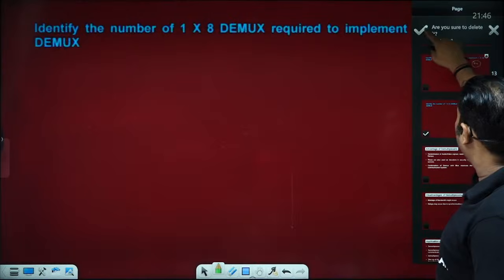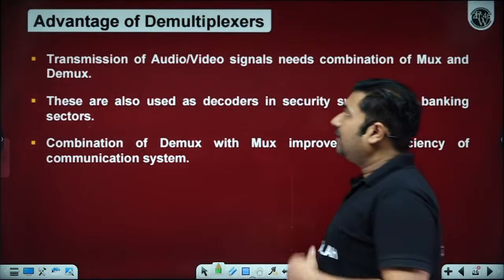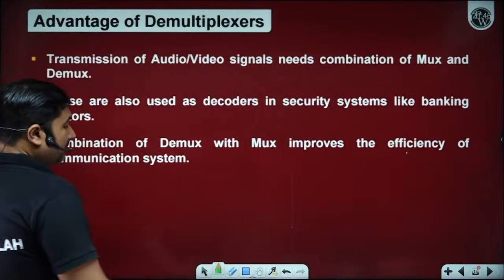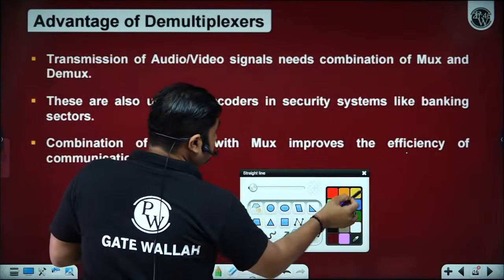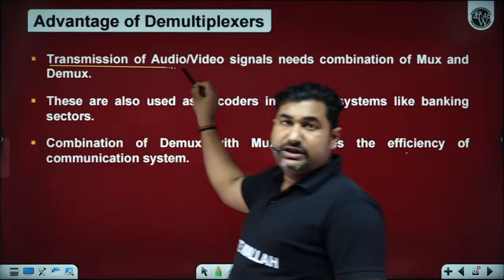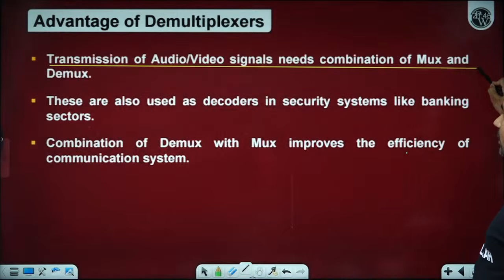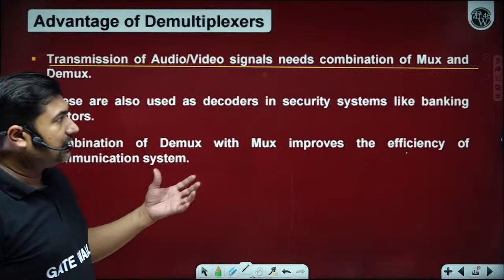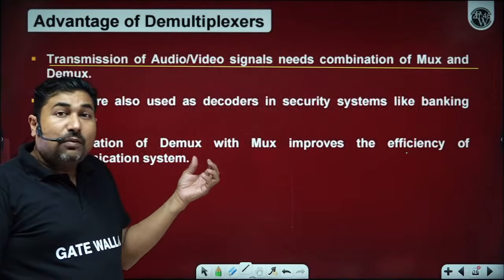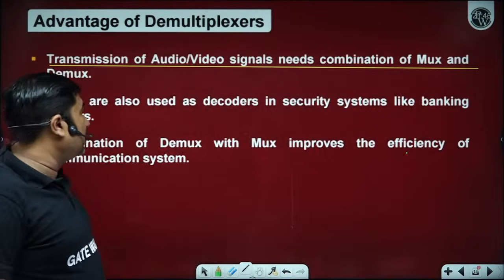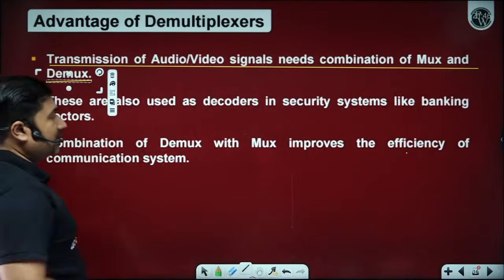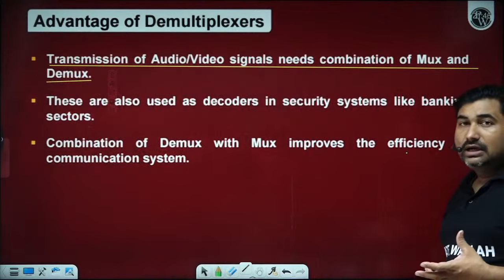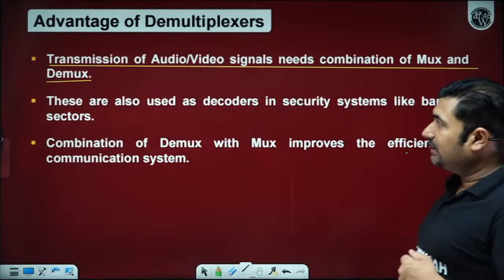Now let's move towards the advantages of demultiplexers. Demultiplexers are mostly used in digital communication. They are used for transmission of audio and video signals, which needs a combination of multiplexer and demultiplexer. So for audio and video transmission, we use a combination of multiplexer and demultiplexer.